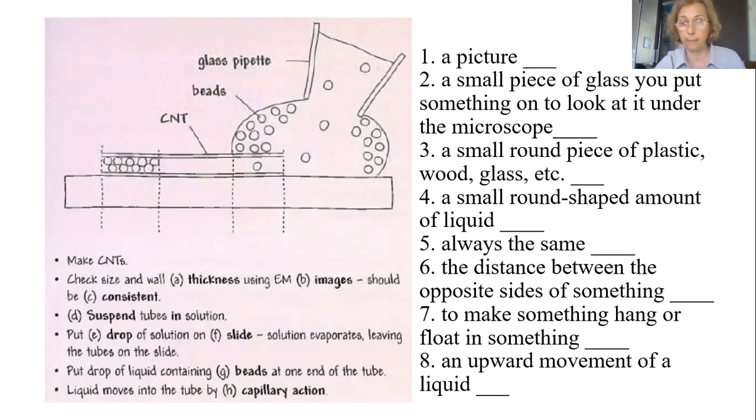To make something hang or float in something. Slide? No, slide, это стекло. Suspend, yes. What is it? Capillary action? No. This is suspend. Because we have solution, раствор, да, какой-то жидкость. Suspend tubes in solution. Распустить их в какой-то жидкости. Заставить их плавать в чем-то. Suspend. Распустить их в жидкости. So, Duman, number 8. What is it?